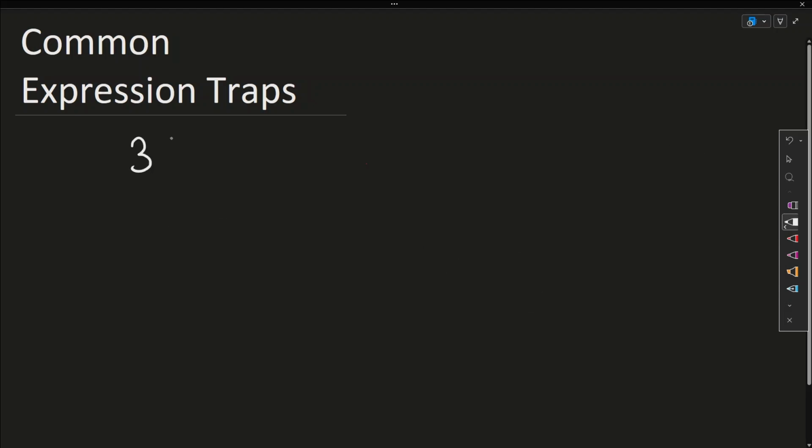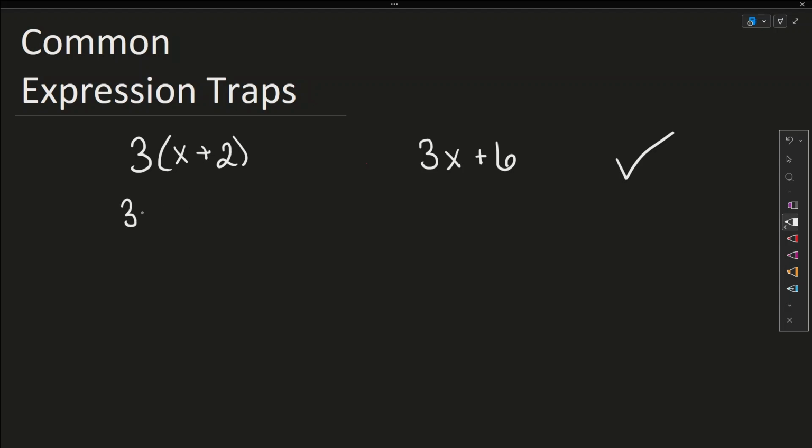Now, let's consider 3 times (x plus 2) and 3x plus 6. These are equivalent. By the distributive property, 3 times (x plus 2) is the same thing as 3 times x plus 3 times 2, which gives us 3x plus 6. So these two are equivalent.